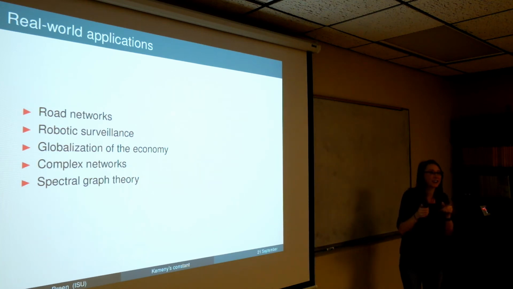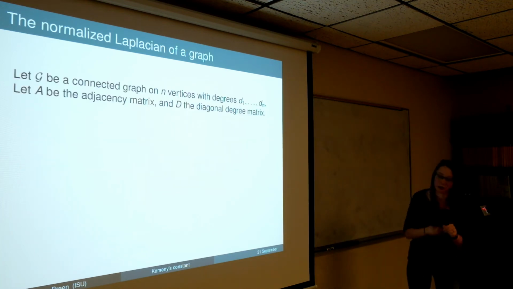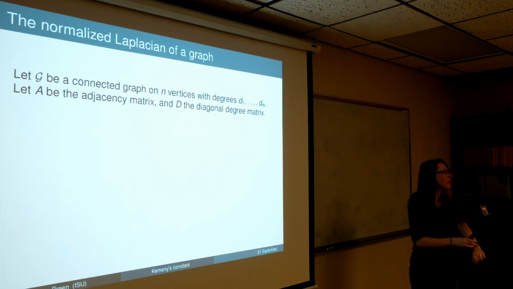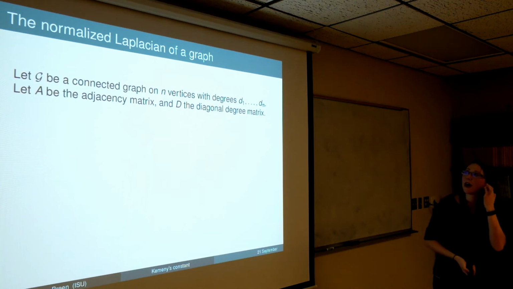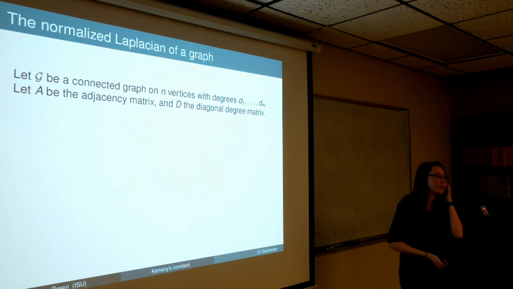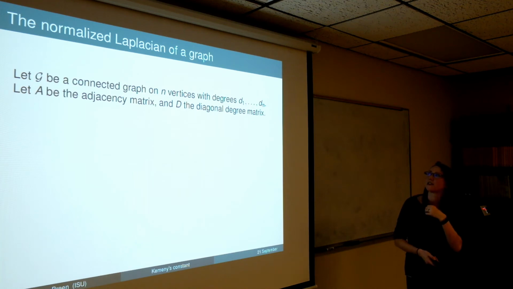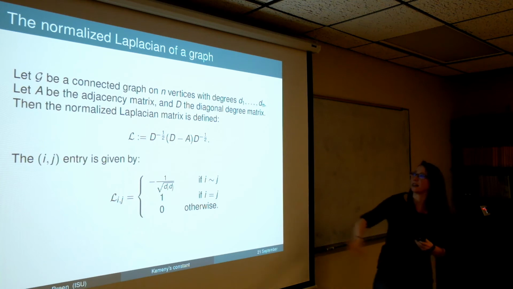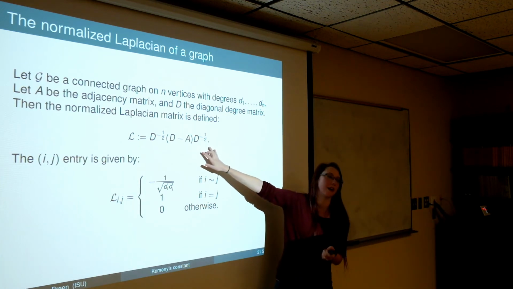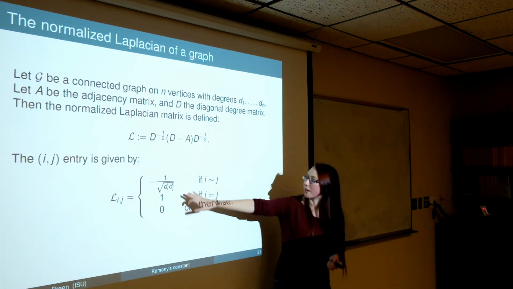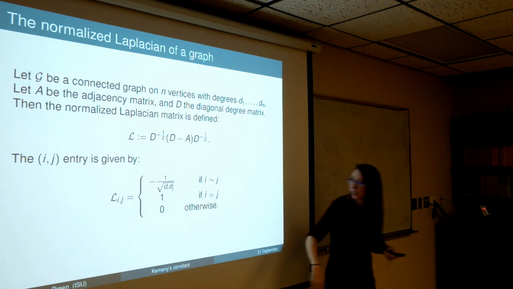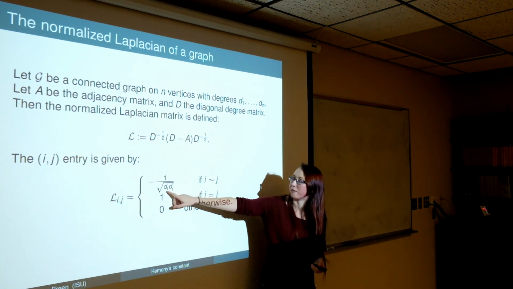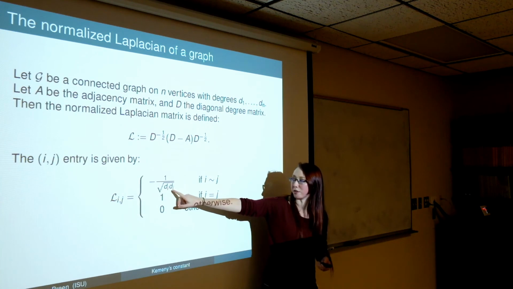Okay, so the connection with spectral graph theory, that's the next thing we'll talk about. Most of you will be familiar with the normalized Laplacian of a graph, I think. If you have a connected graph on n vertices with degrees d1 down to dn, and your adjacency matrix and your diagonal degree matrix, the normalized Laplacian matrix is defined like this. This only works if it hasn't got any isolated vertices. But the ij entry is minus 1 over the square root of the degree of the ith vertex times the degree of the jth vertex.